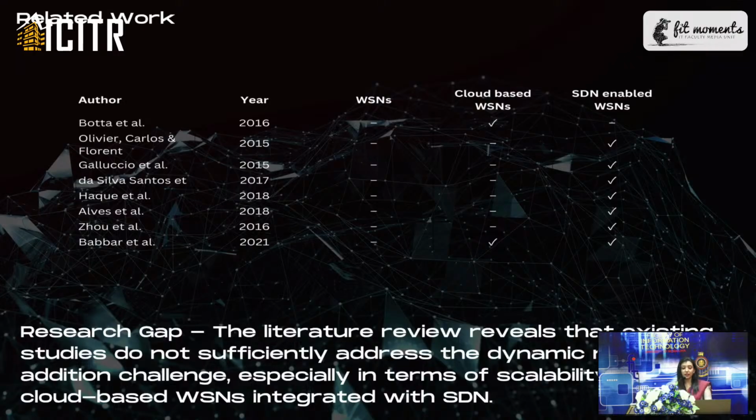And recently, some studies have focused on SDN-enabled wireless sensor networks, which addresses scalability. However, as my research gap, no research specifically addresses dynamic sensor node additions in cloud-based wireless sensor networks in terms of scalability challenges.